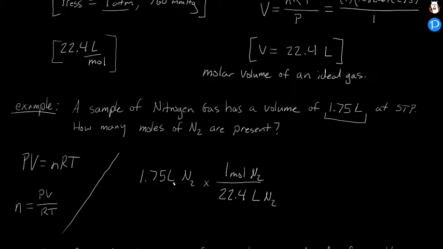So when I take 1.75 divided by 22.4, that will tell me how many moles of N2 are in this volume of 1.75 liters at standard temperature and pressure. I crunch the numbers on this, and we should get 7.81 times 10 to the negative 2 moles of N2. And so that's how we could solve that problem, just using the molar volume of an ideal gas at standard temperature and pressure as a conversion factor.